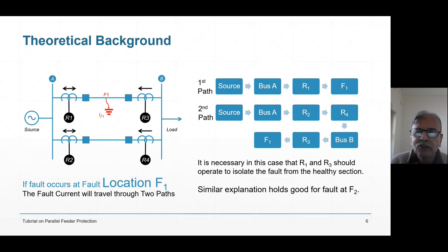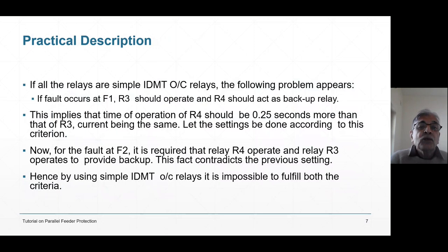When the fault occurs, what should happen? Why are R3 and R4 required to be directional? That is explained here. I'm not repeating. When you see the video, you can pause it and look. If all the relays are IDMT overcurrent relays, then our problem is there, right? I told you that in one case I want R4 to be later than R3, and in another case R3 to be later than R4.